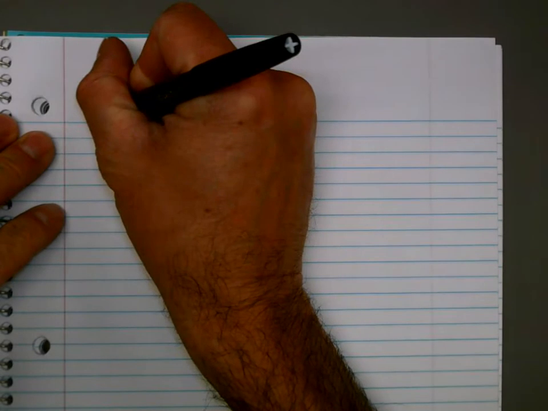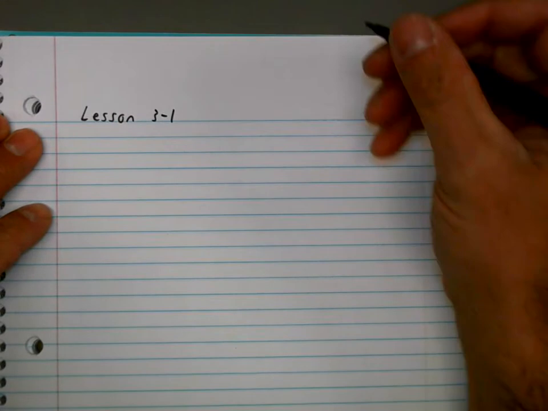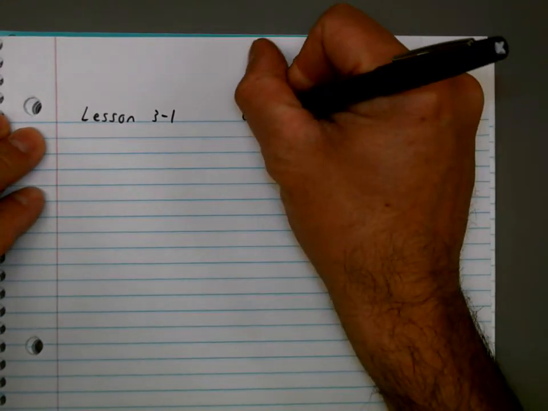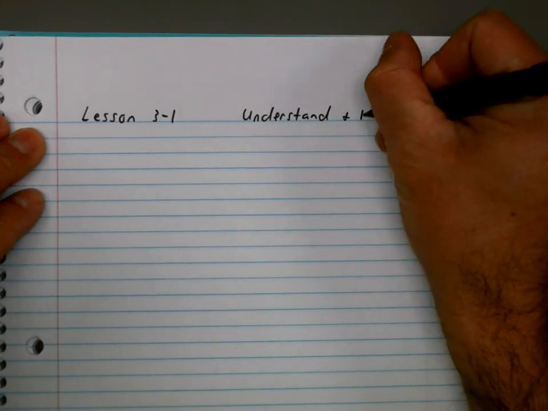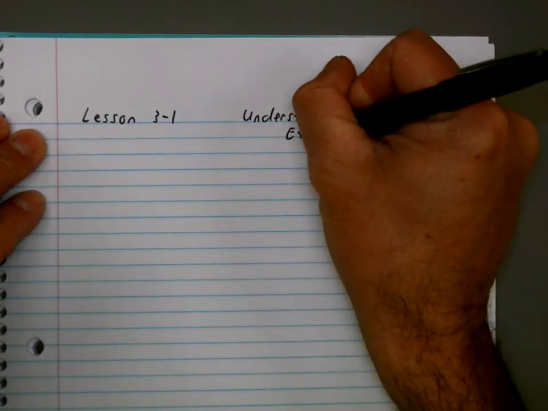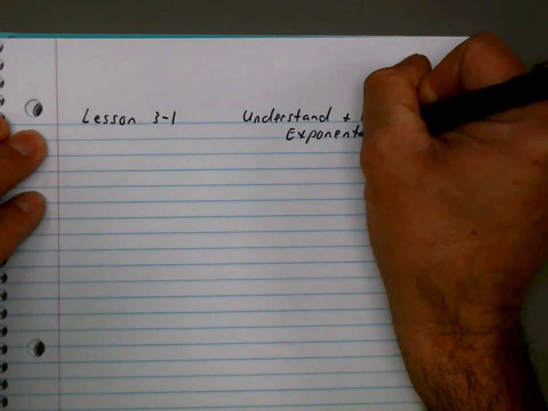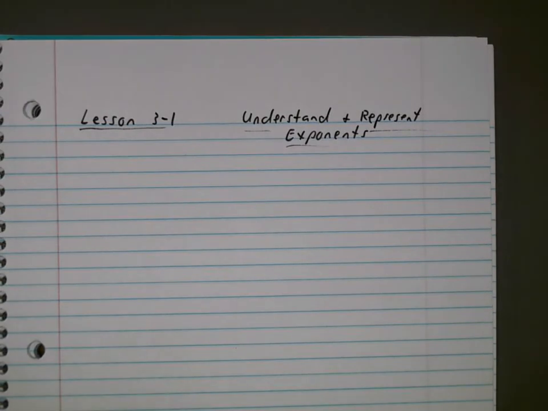We're going to go ahead and start off doing lesson 3.1. And this is going to be understand and represent exponents. All right, so we're going to start off by talking about what is an exponent, or what does that look like. An example of this could look like this.